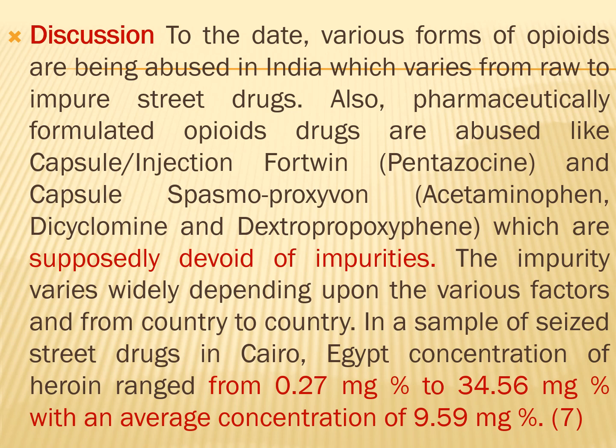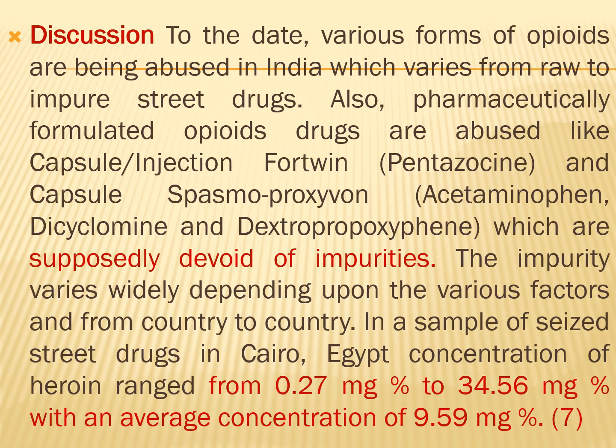Now coming to the discussion part. The case was of opioid withdrawal, and on the 10th day he had delirium, and we worked upon it, and we found that the case was of infectious etiology. But what happened to other patients who had been reported with opioid withdrawal complications? Now, discussion part. To date, various forms of opioids are being abused in India. We already know this fact, so no citation is required, which varies from raw to impure street drugs. Raw means the raw opium, and the street drugs are impure street drugs, and also pharmaceutically formulated opioid drugs are abused, like capsule injection Fortwin, which contains pentazocine, and Proxyvon, which has acetaminophen, dicyclomine, and dextropropoxyphene.